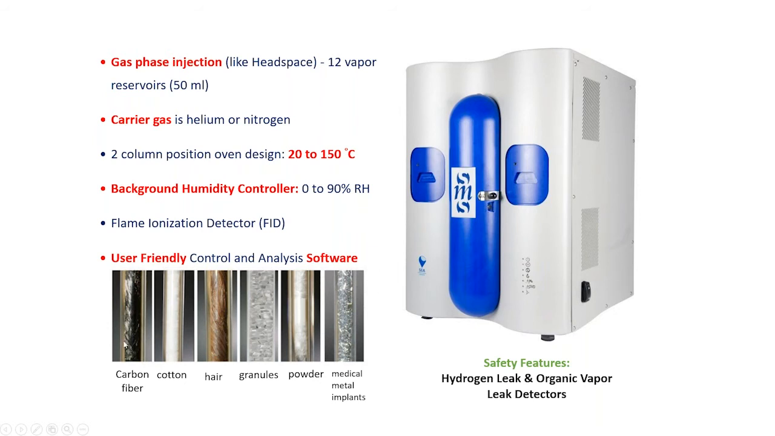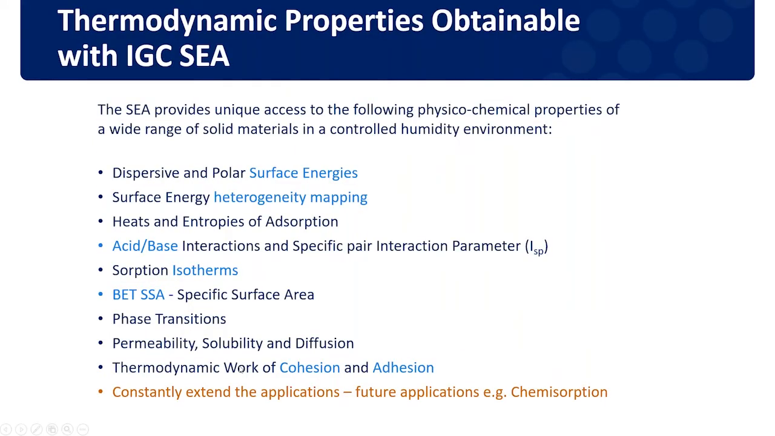And here you can see in this picture the range of different samples that we can apply to IGC SEA, that can be analyzed from BET to surface energy. And here is just a range of different thermodynamic properties that we can observe using this technique. So we can measure its BET surface area, from that go on to find out its energy, split its energy into dispersive and polar contributions. We can map its high energy sites and its low energy sites, and then go on to find out some other physiochemical properties from a few more injections into the system.